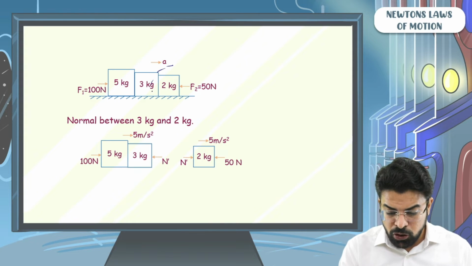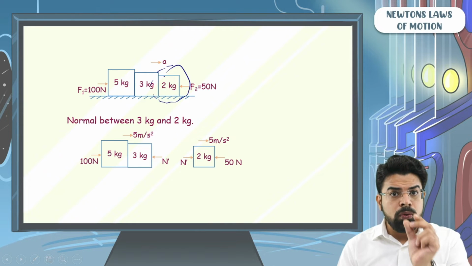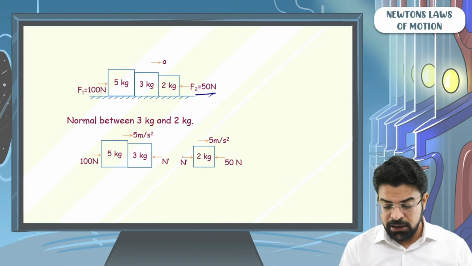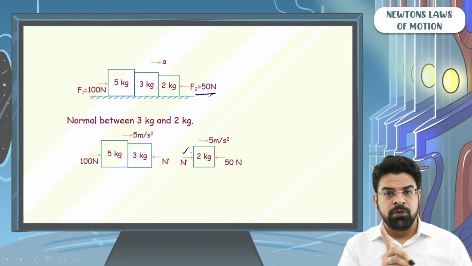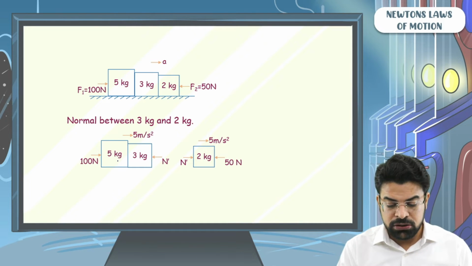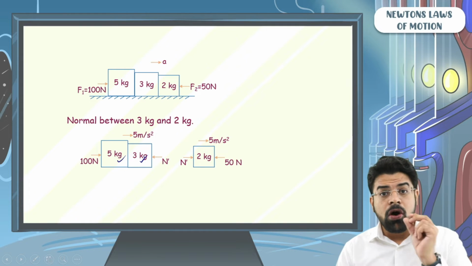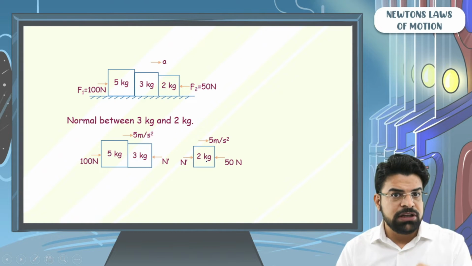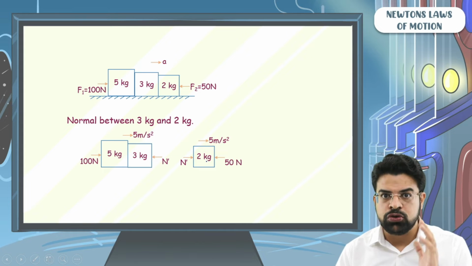Or you can look at the 2 kg block. On the 2 kg block, there is an external force of 50 Newton from the right and a normal reaction, say N dash, from the left. Either you can make the force equation on the 5 kg 3 kg system, or you can make the force equation on the 2 kg mass. We can use the net force in direction of acceleration equals mass into acceleration.